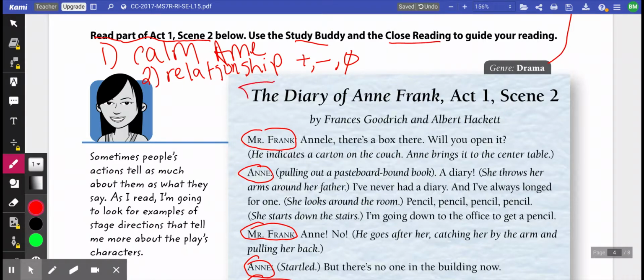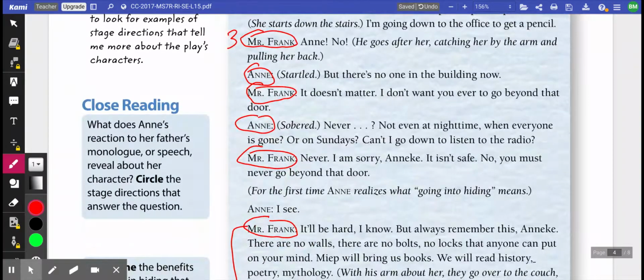And we're going to go ahead and box our title, Diary of Anne Frank. And we're in Act 1, Scene 2. So we want to number our paragraphs like we normally do. So that's 1, 2, 3, 4, 5, 6, 7, 8, 9, and then 10.